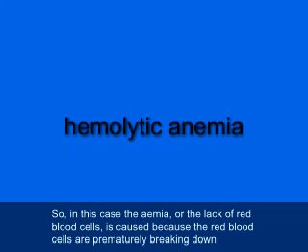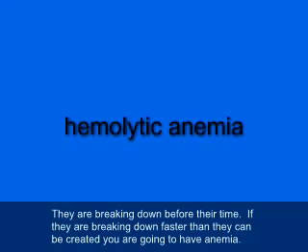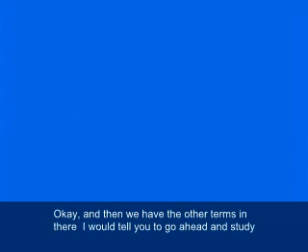So in this case, the anemia or the lack of red blood cells is caused because the red blood cells are prematurely breaking down. They're breaking down before their time. And if they're breaking down faster than they can be created, then you're going to have an anemia. Okay, and then we have the other terms in there I would tell you to go ahead and study in order to get the different types of anemias down. Okay, so let's now go ahead and do some practice.